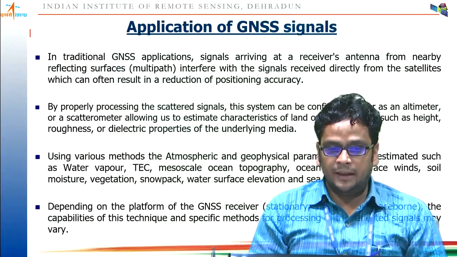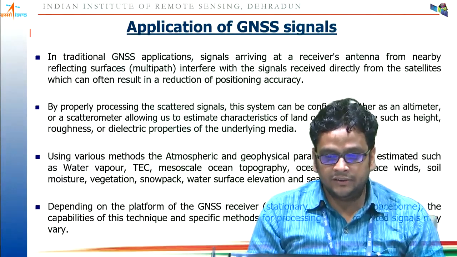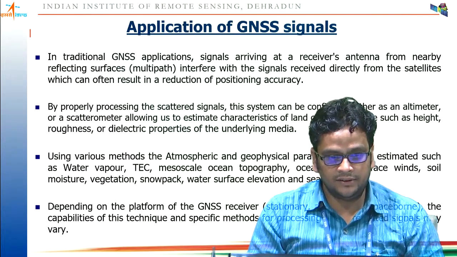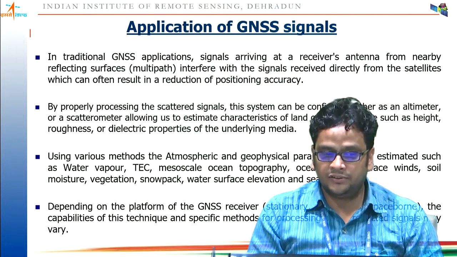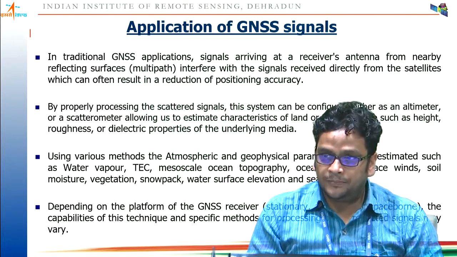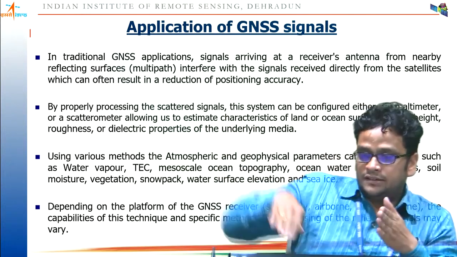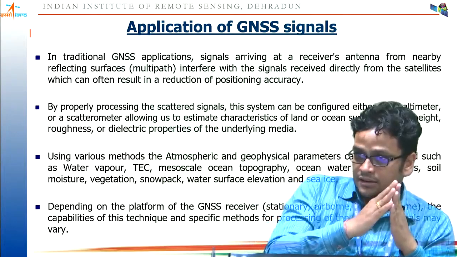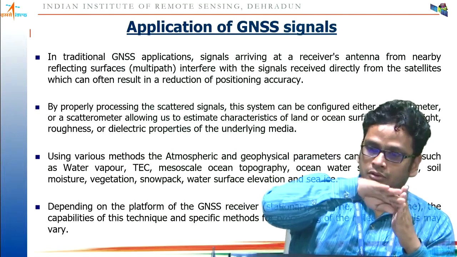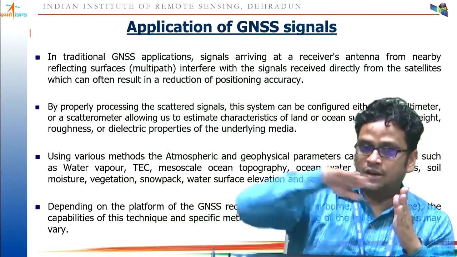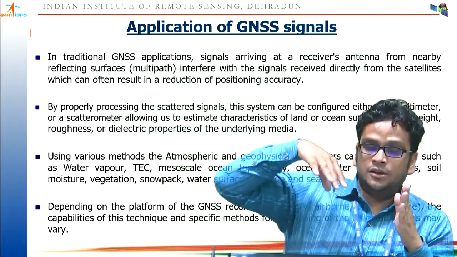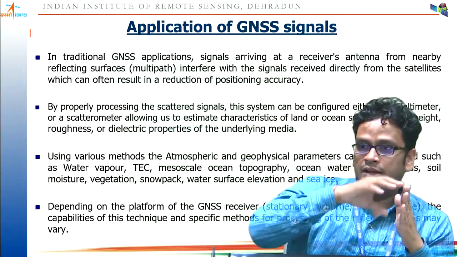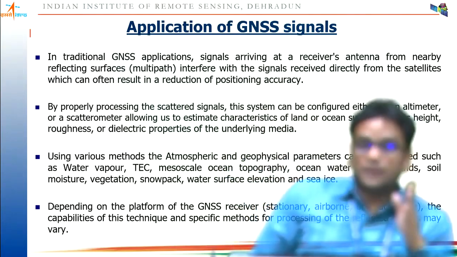In traditional GNSS applications, signals arriving at a receiver's antenna from nearby reflecting surfaces create multipath and interfere with the signals received directly from the satellite, which can often result in a reduction of position accuracy. What happens is that the reflected signal interferes with the direct signal, and the direct signal is also affected by the troposphere and the ionosphere. Errors are there, so delay will be caused, and because of that delay, the position accuracy will suffer.